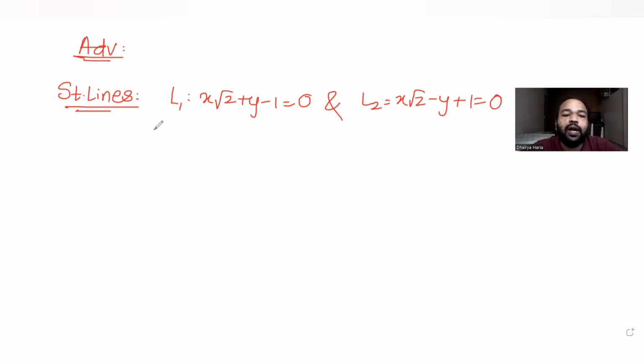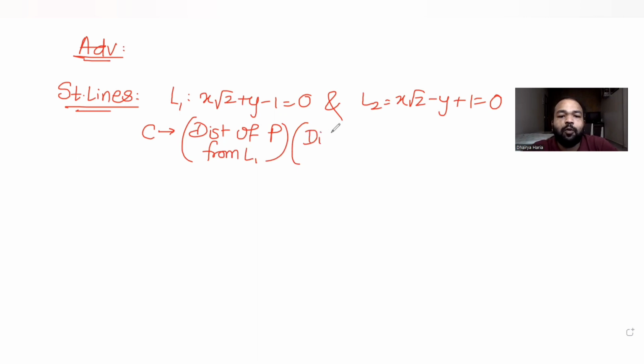Then we have been told that C is the locus of point P, or I should say the locus of a point P such that the product of the distance of point P from L1 and the distance of point P from L2 is equal to lambda square. So that is given to us, that this product of the distances is equal to lambda square. That gives us the equation of the curve C.